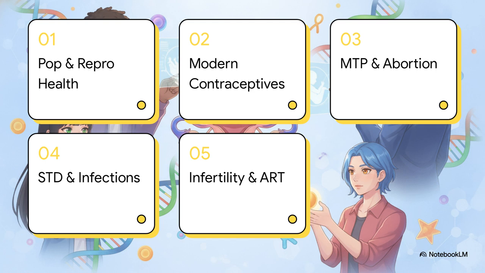Okay, real quick, here's our roadmap for today. हम 5 major topics cover करने वाले हैं. Population and reproductive health, modern contraceptive methods, medical termination of pregnancy, sexually transmitted diseases, and finally, infertility and ART solutions. That's the whole shebang, so let's hit that first milestone.